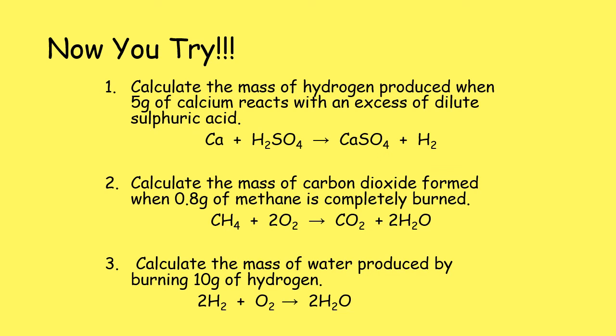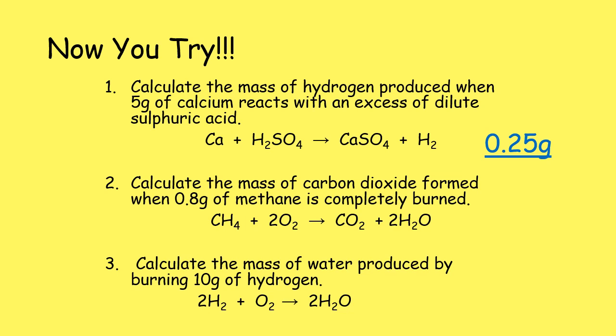So for those of you who have had a go at those questions, we'll go through each question. So question number 1, calculate the mass of hydrogen produced when 5 grams of calcium reacts with an excess of dilute sulfuric acid. So we're looking at calcium and hydrogen. The gram formula mass of calcium is 40. The gram formula mass of hydrogen is 2. And 5 grams of calcium should produce 0.25 grams of hydrogen. The mole ratio in that case is 1 to 1.